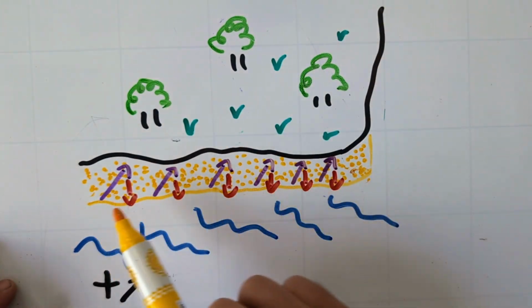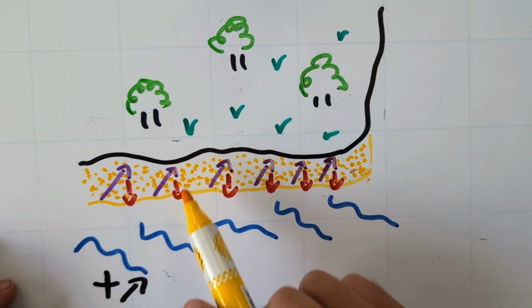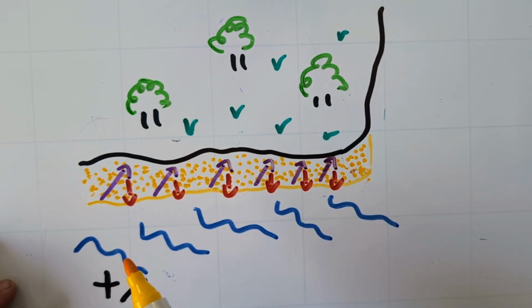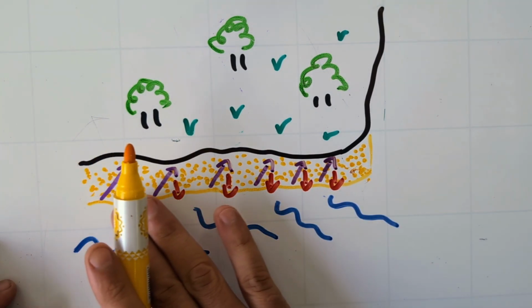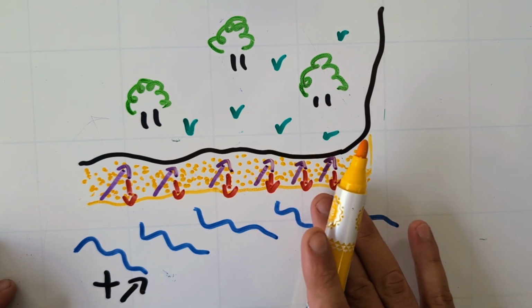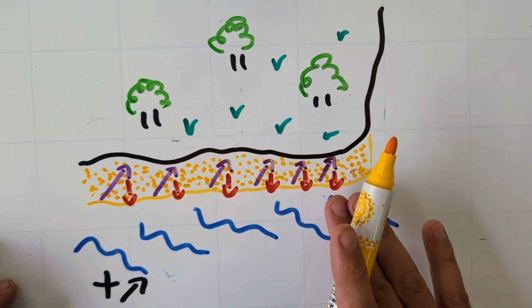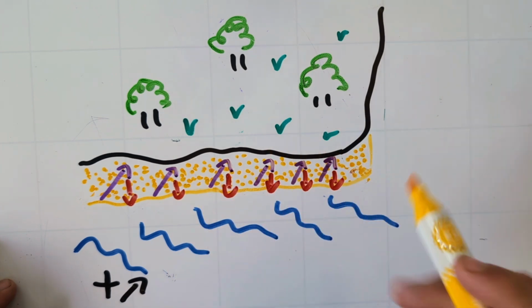We have our beach, and on that beach we have the swash and the backwash, like we just discussed. In this diagram, the waves are continuing in the same direction, so sediment is being transported in this direction. Okay, so how do we go from transportation to deposition?